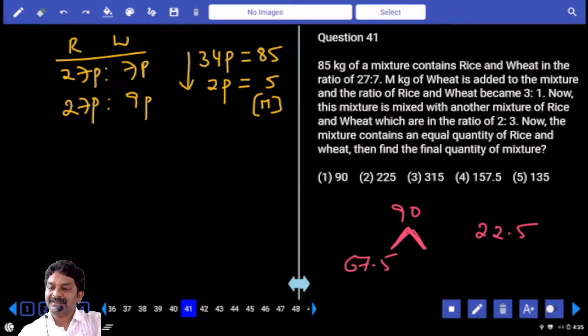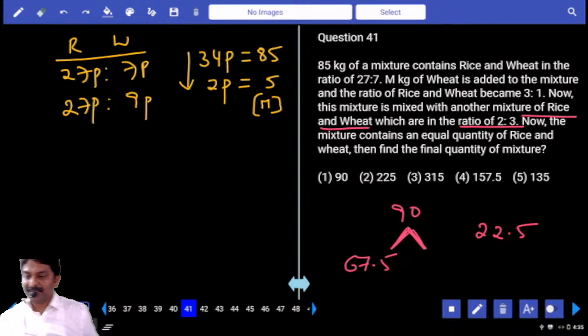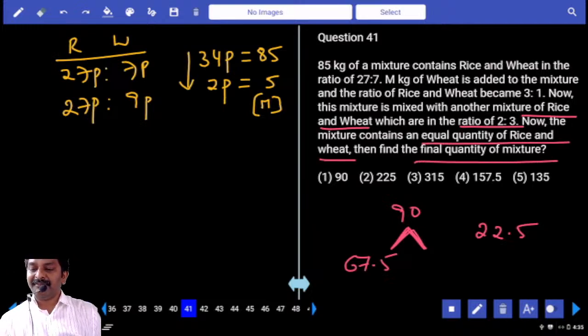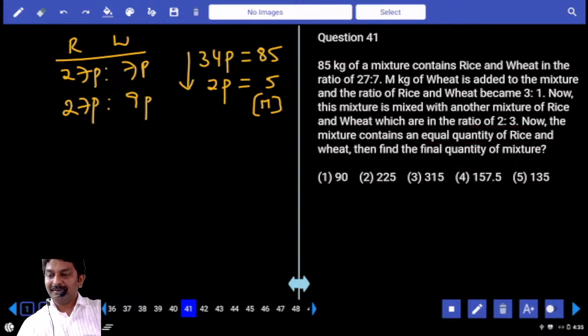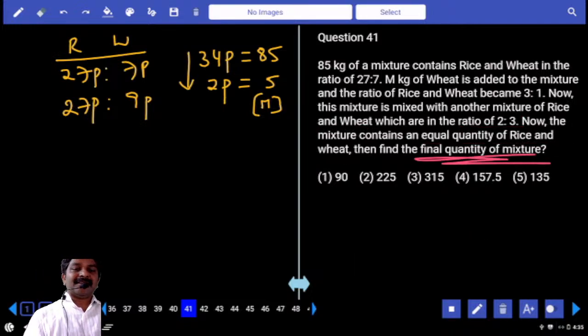Now to this, they're adding some other quantity of rice and wheat, but in that they are in the ratio 2:3. After adding that, the quantity of rice and wheat both are equal. Now the question is to find the quantity of the final mixture.